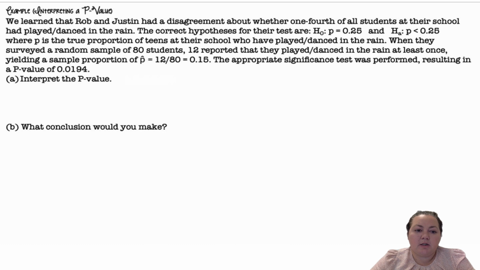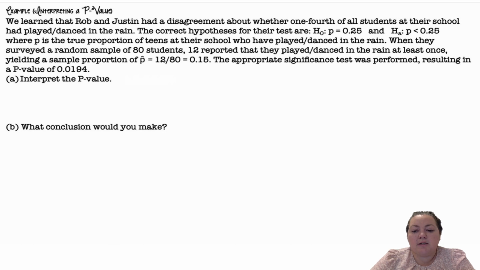All right, an example on interpreting a p-value. We learned that Rob and Justin had a disagreement about whether 1/4 of all students at their school had played or danced in the rain. The correct hypothesis for this test is a null hypothesis p equals 0.25 and alternative p is less than 0.25, where p is the true proportion of teens at the school who played and danced in the rain. When they surveyed a random sample of 80 students, 12 reported they had played or danced in the rain at least once, yielding a sample proportion, p hat, of 0.15.